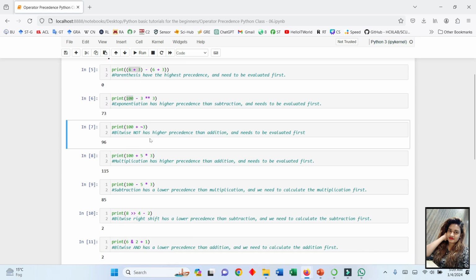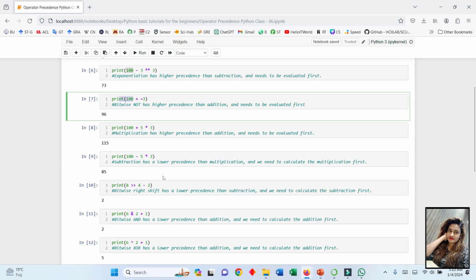The next thing is bitwise not, which has higher precedence than addition and needs to be evaluated first. That means this expression has higher precedence than the addition, so we have to do the bitwise operation first, then the addition to the 100. The result will be 96. I have a previous video which describes the bitwise operators nicely, so hopefully it will help you in that video.